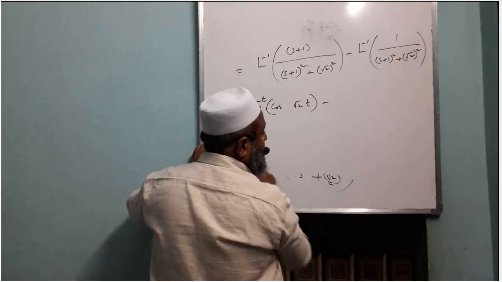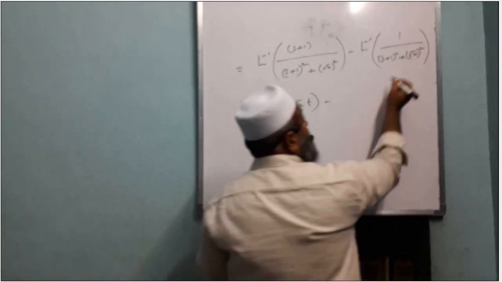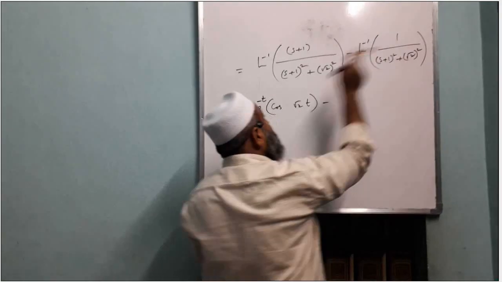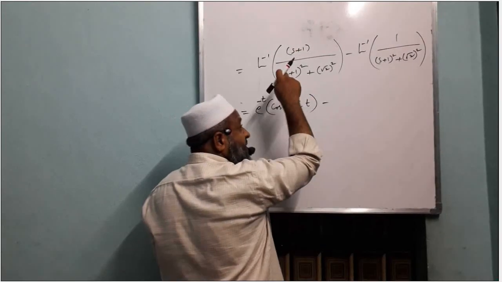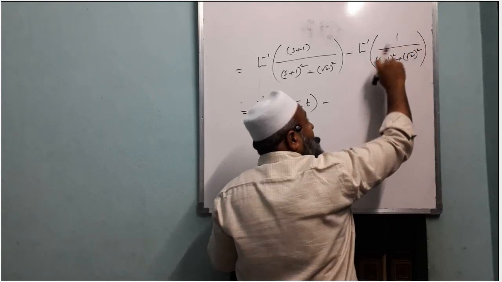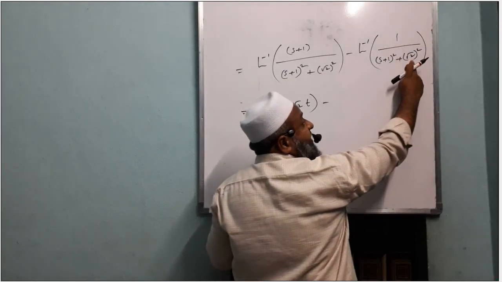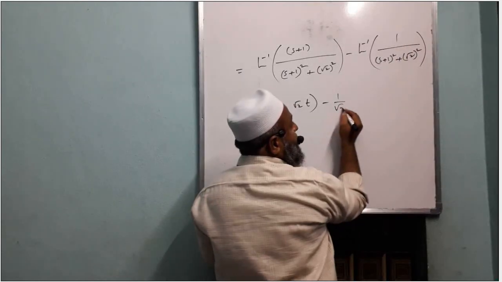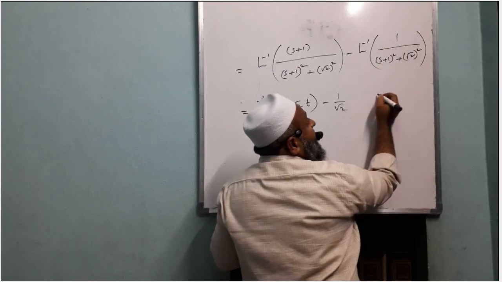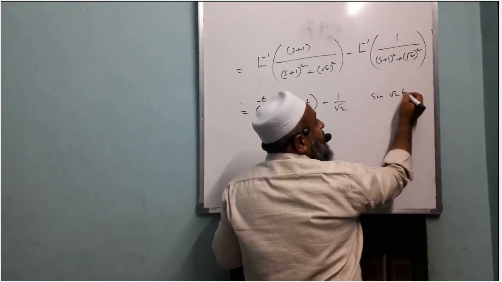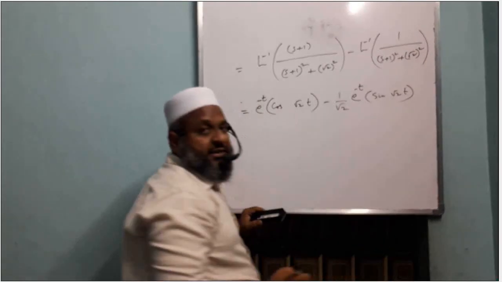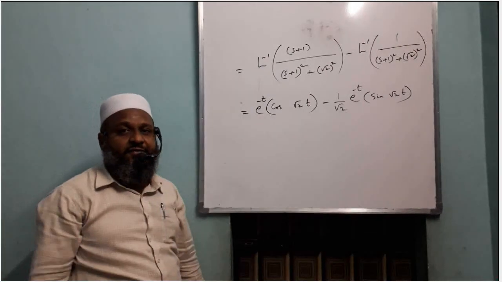Minus. Here s is missing, so a constant should be there. Either s should be there or a constant. If it is s plus 1, s plus 1 should be there. If it is s plus 5, s plus 5 should be there. When s is not there, the constant should be there. The constant is root 2 here, so root 2 should be there. So what I now do is 1 by root 2, and root 2 is available here. Once root 2 is available, it should be written as sin root 2t. But because it is s plus 1, we need to write e to the power of minus t. So this is how we calculate the inverse Laplace transforms of the functions.